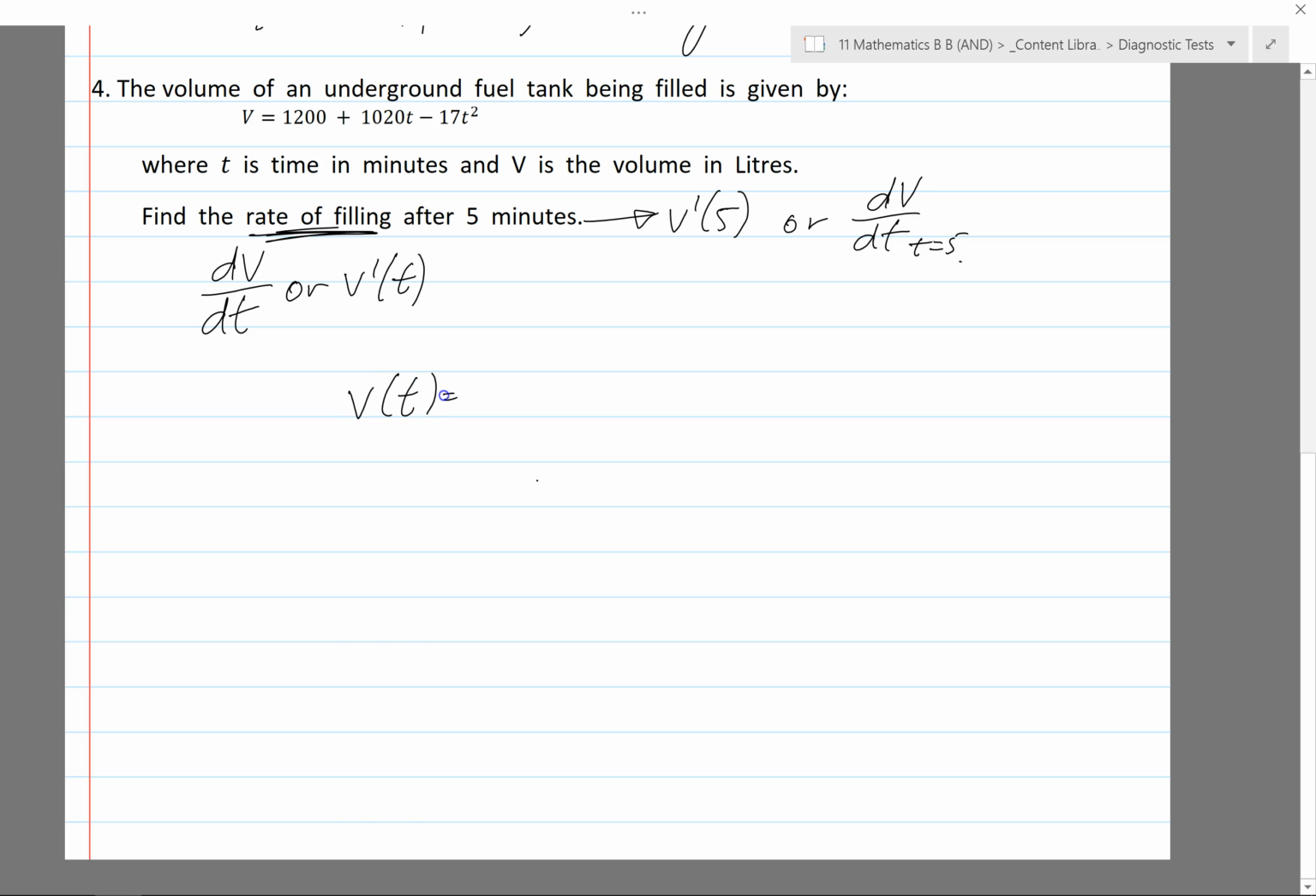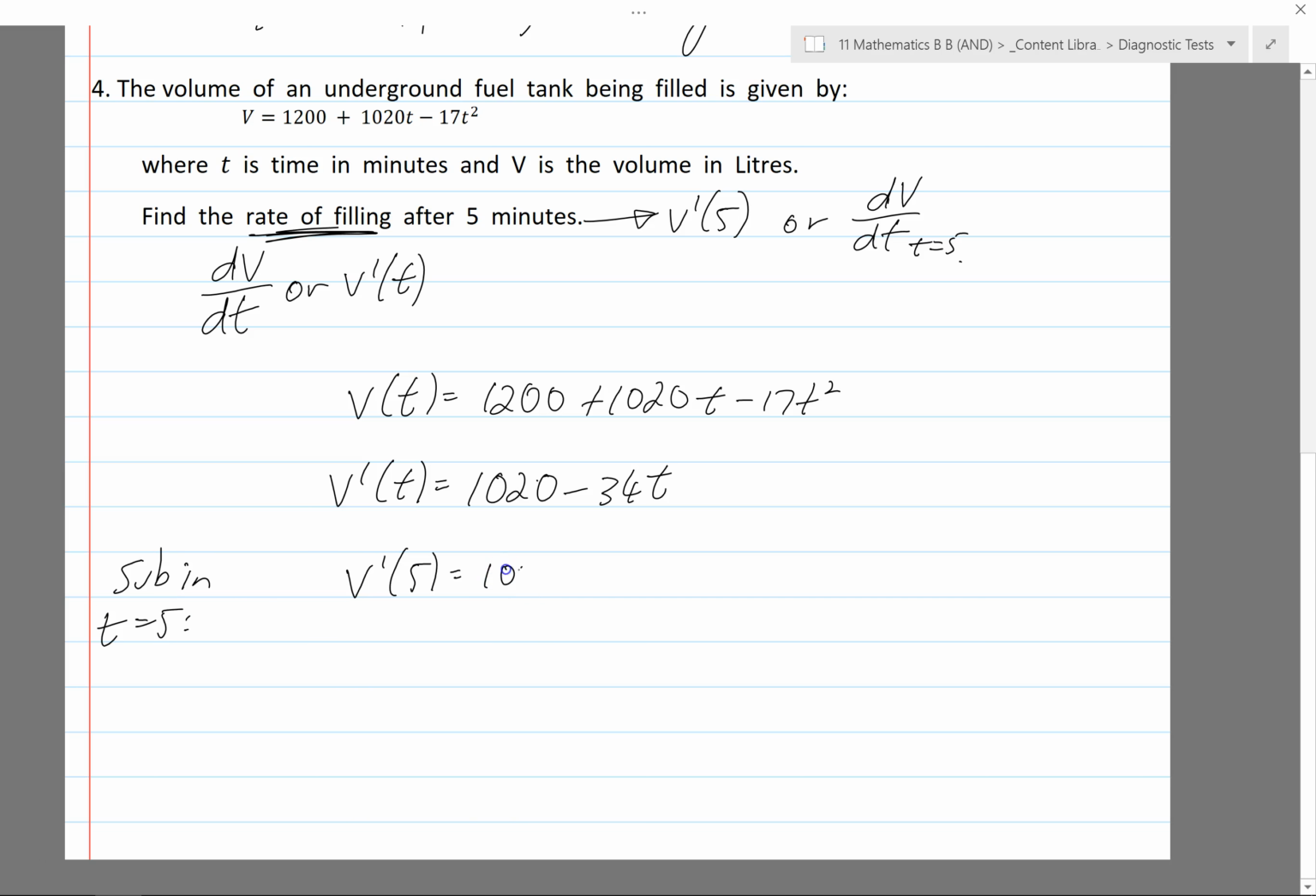So the function I have is 1200 plus 1020t minus 17t squared. Need to find what the derivative is. So differentiating 1200 is nothing, differentiating 1020t is 1020, and minus 17t squared is minus 34t, and then I need to sub in t equals 5. So v dash of 5 is 1020 minus 34 times 5, which gives me 850. What are the units?